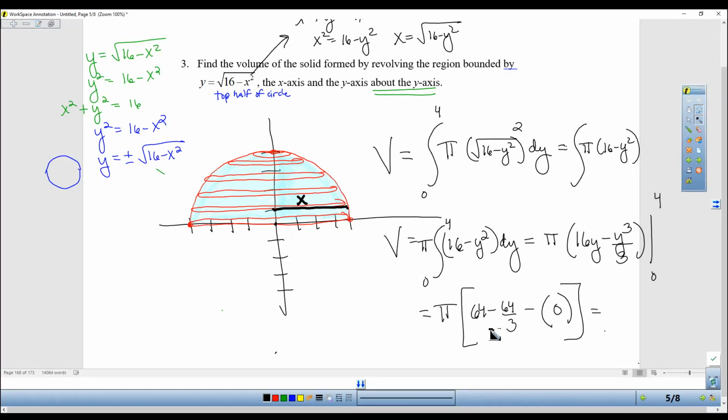So to change this, you do need a common denominator. So 64 as an over 1 becomes 192 over 3 minus 64 over 3 pi, which is 128 thirds pi, which reduces to 42. I guess it doesn't reduce, but 42 and 2/3 pi.